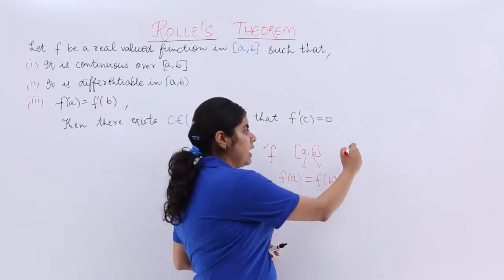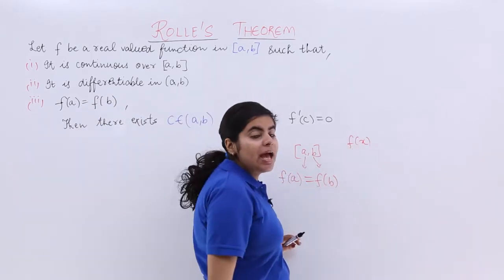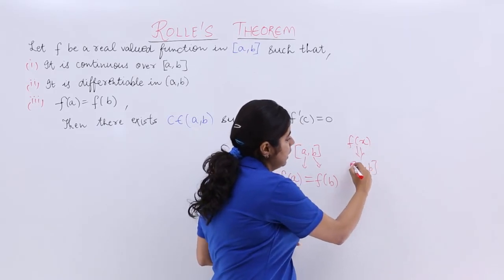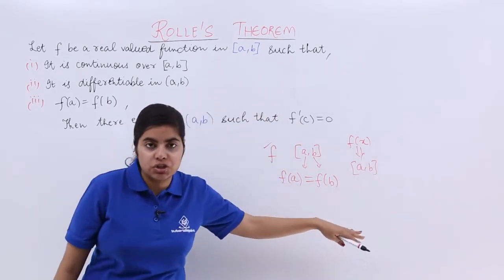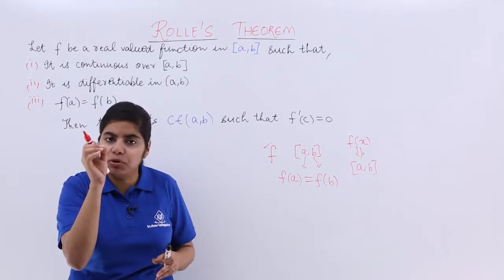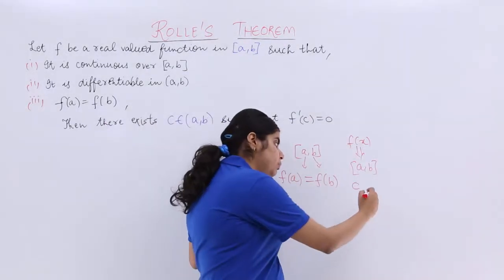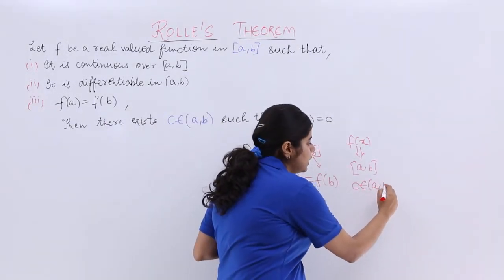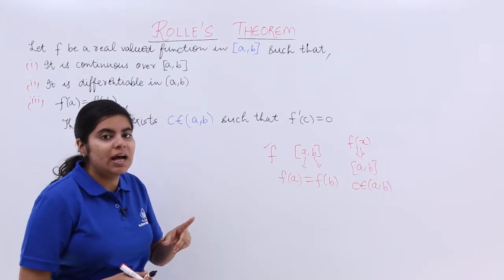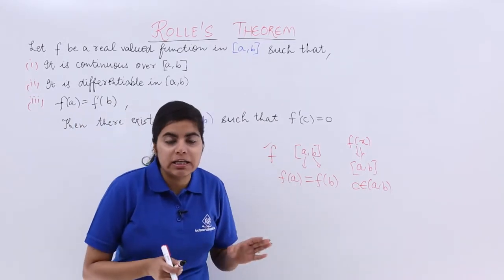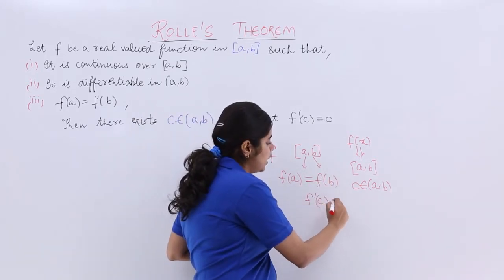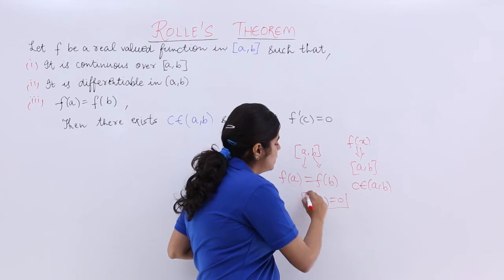That means if I have a function f(x) and that function f(x) is defined over [a, b] and all the three conditions listed above are satisfied, then there would be c which belongs to (a, b), and it would be such that when we take the differentiation, the value f'(c) is equal to 0.